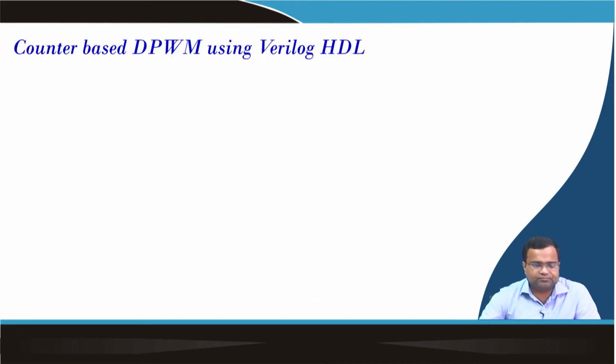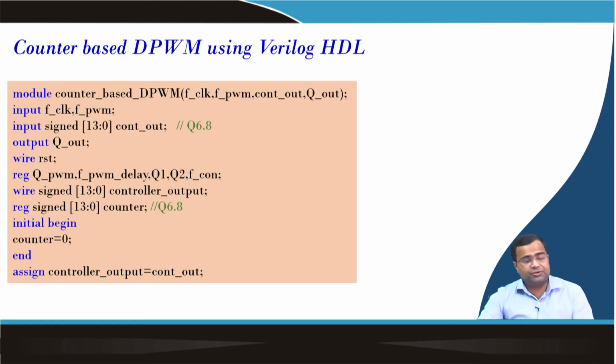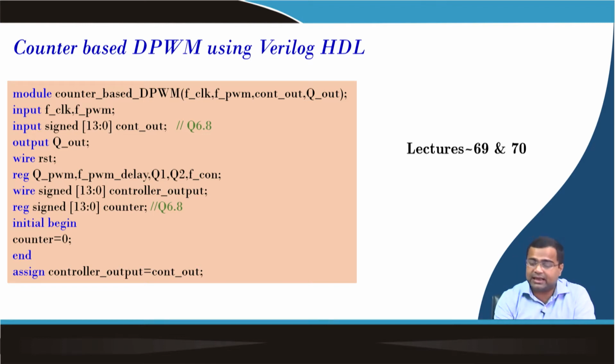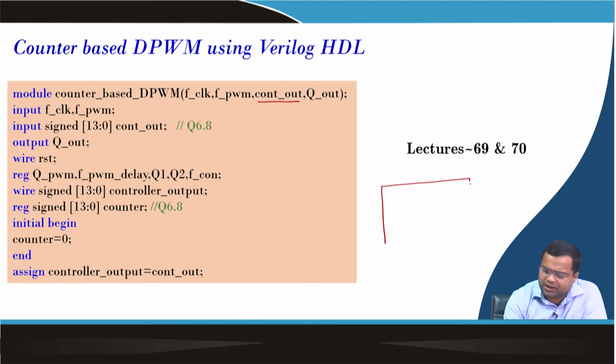Now, we are also using a counter based DPWM, because I have shown some overall diagram, and we have discussed this counter based DPWM in lecture number 69 and 70. Here the counter based DPWM will take a count output. That means this logic, the slight difference here is that this is the counter based DPWM.